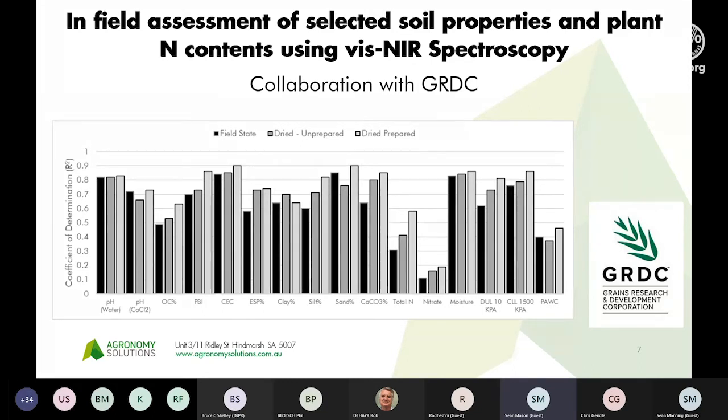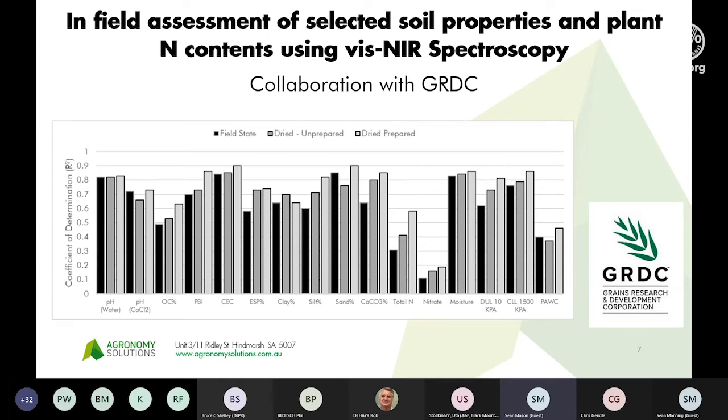Obviously the NIR has a larger window, so we were just interested to see what kind of error or reduction in performance was attained by doing it simply, directly onto the core. That same sample was brought back to the lab. Essentially, we didn't grind it, but we dried it, so we still had aggregates, et cetera, depending on your soil type, and scanned it again.